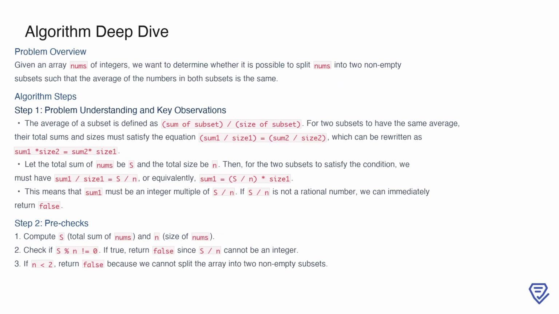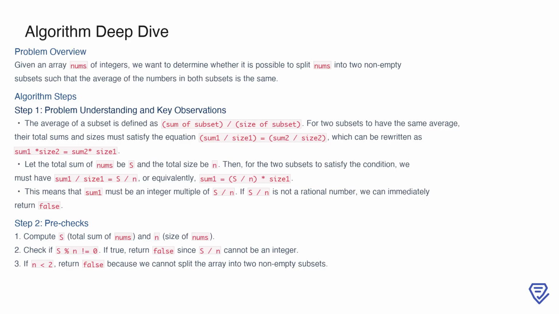To understand this problem, we need to determine if it's possible to split the input array nums into two non-empty subsets such that the average of the numbers in each subset is the same. The average of a subset is calculated as the sum of the subset divided by its size. For two subsets to have the same average, their sums and sizes must satisfy the equation sum1/size1 equals sum2/size2. Rearranging this, we get sum1*size2 equals sum2*size1.